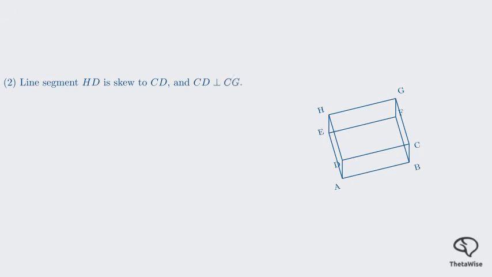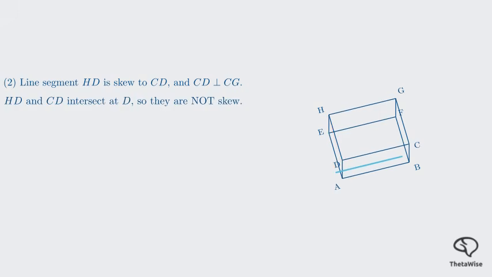Next, let's look at the second option. First, let's examine line segments HD and CD. Skew lines are lines that do not intersect and are not parallel. They must exist in different planes. Notice that both segments, HD and CD, share the vertex D. Since they intersect at point D, they cannot be skew. In fact, because this is a rectangular prism, they are perpendicular.